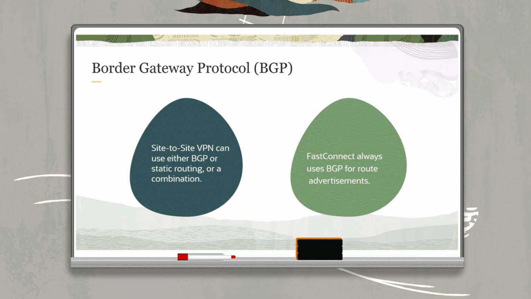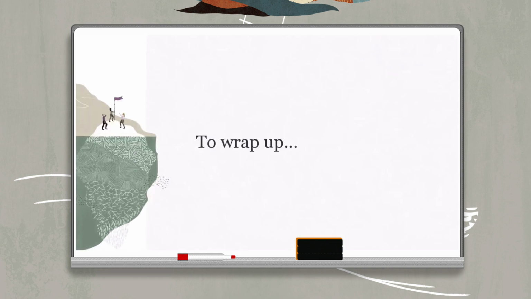Therefore, having knowledge on Border Gateway Protocol becomes really critical when you are configuring either site-to-site VPN or Fast Connect virtual circuits. So this marks the end of this lesson on Border Gateway Protocol.